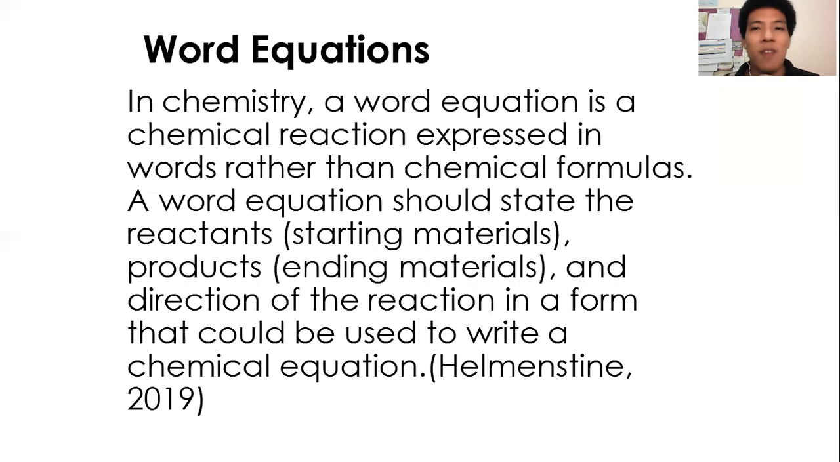A word equation in chemistry is an equation in which a chemical reaction is expressed in words rather than in chemical formulas. So we use the names of the elements or the compounds together, and we state it by giving signs. For example, if there is a combination of two compounds, we will use an addition sign and then an arrow sign that indicates the reaction. So our equation should state reactants and products.